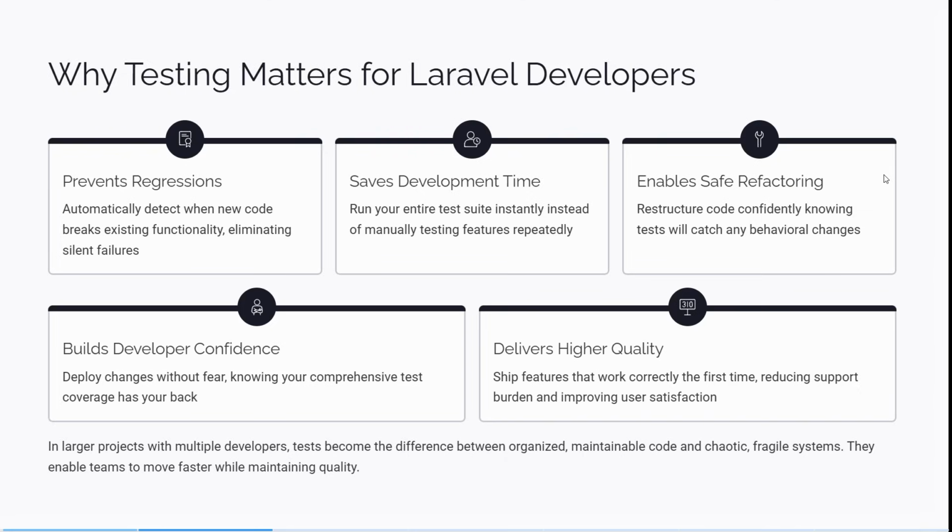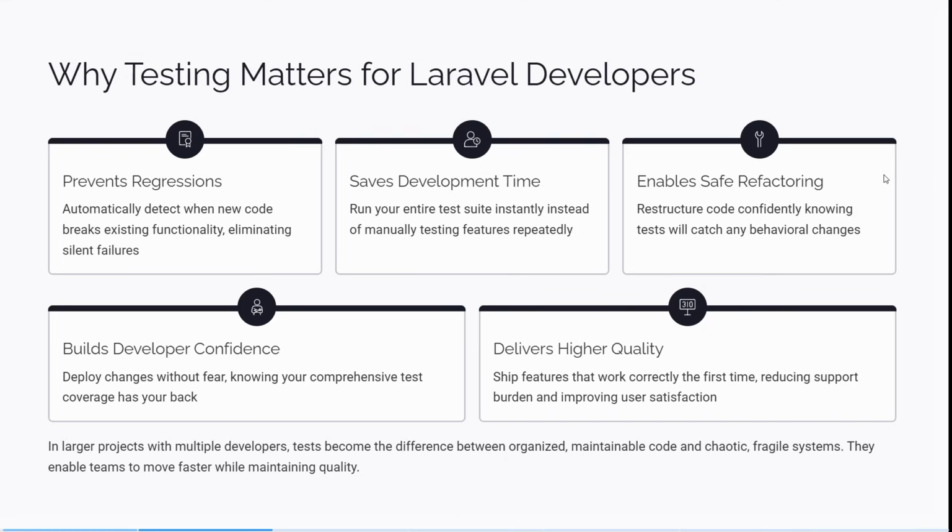Let's make this specific to Laravel developers. In Laravel, when you have tests written for your project and you make some changes, it can automatically detect that new code breaks some existing functionality and report this to you. It can save your development time, knowing that you have something which already tests your application. You don't need to test it. It runs the entire test suite instantly instead of manually testing features repeatedly.